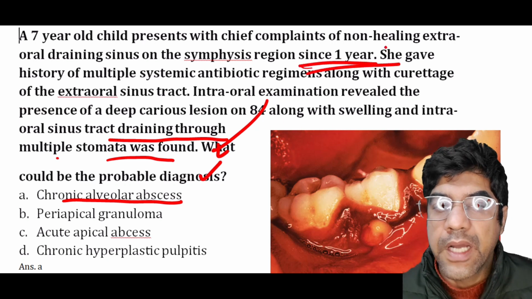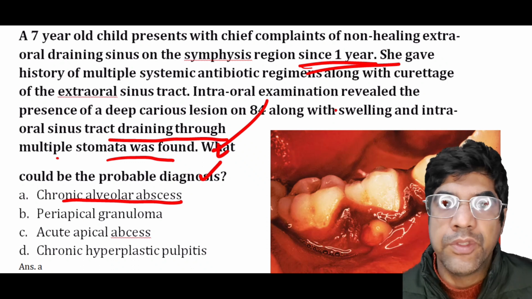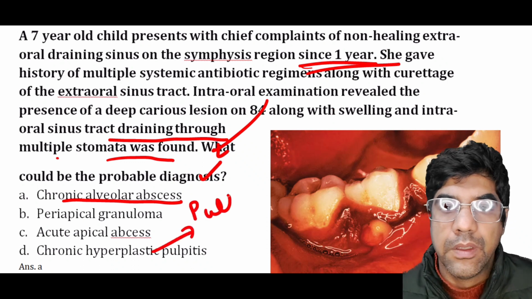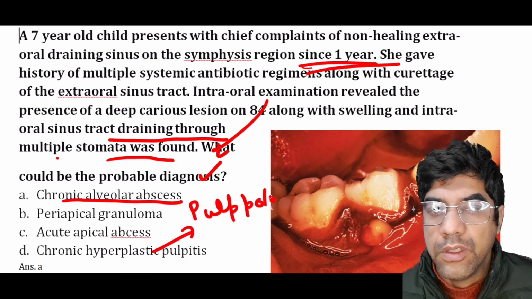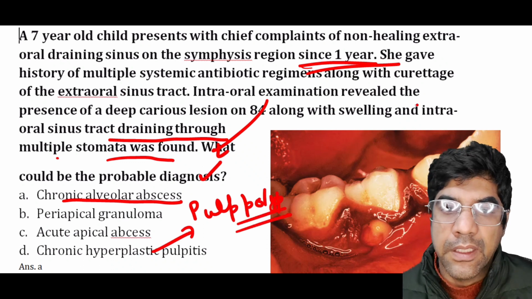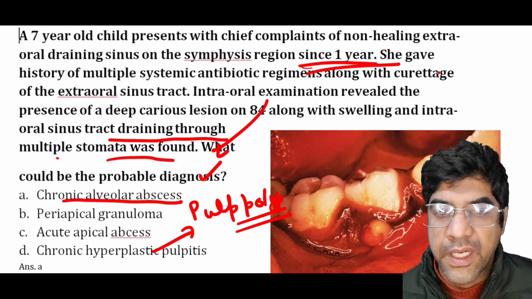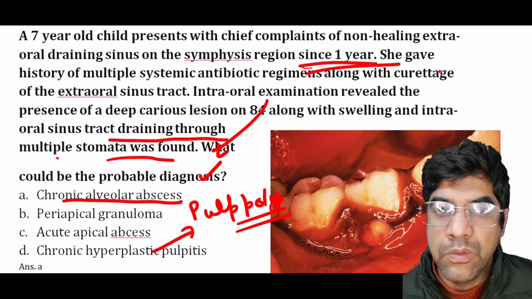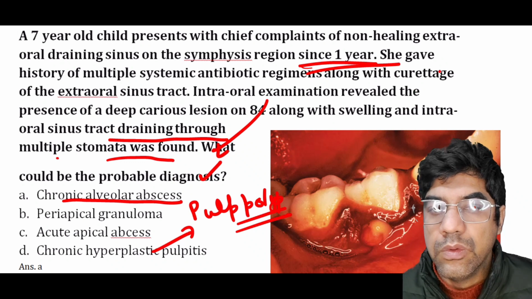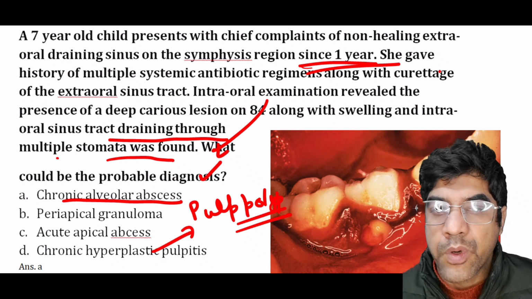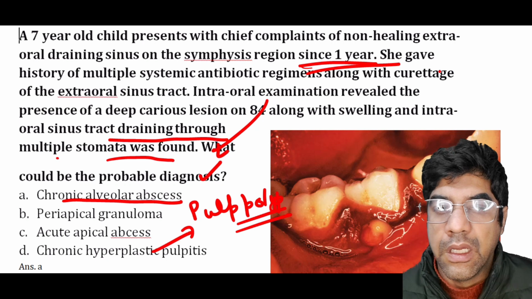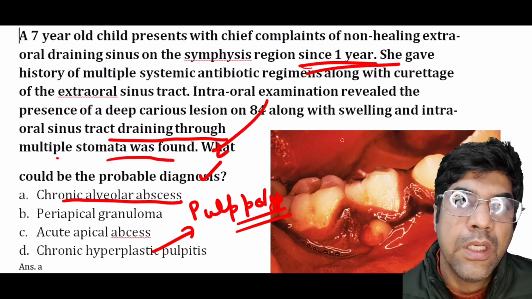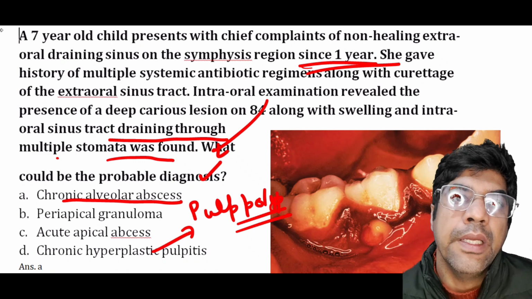Option D is chronic hyperplastic pulpitis, also known as pulp polyp. It is a condition where inflamed dental pulp tissue proliferates, so that is not the option here. The answer would be A.